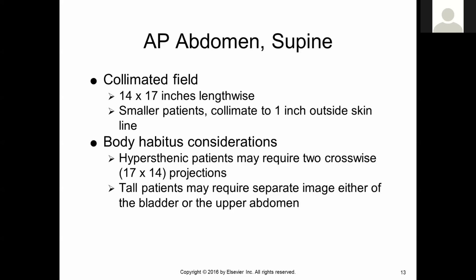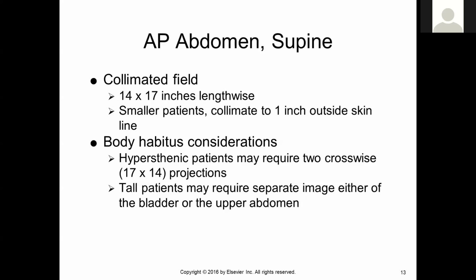We're going to open our collimated field to the dimensions of our cassette, 14 by 17 inches in a lengthwise orientation. So bigger up and down than side to side. If you have a digital detector, you can set it to these dimensions. And if you have a smaller patient, you're going to bring that light field in. You're going to restrict the X-ray beam to an inch outside the skin line. Most patients, you will just be having the full 14 by 17 field.